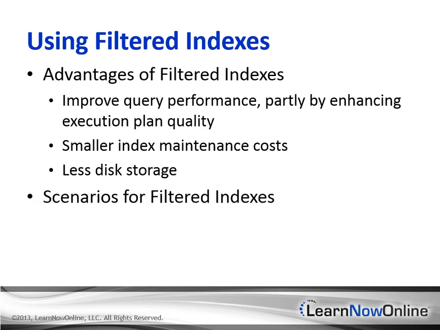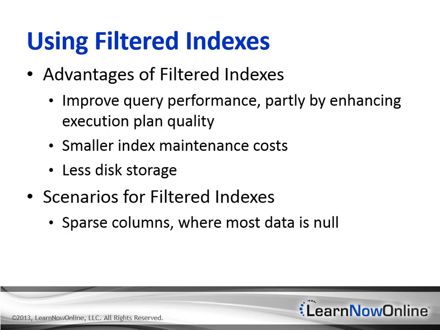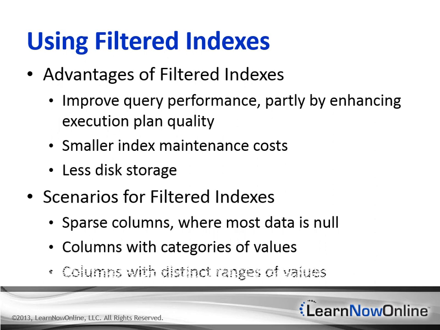You should use filtered indexes with sparse columns in these kinds of scenarios: when most of the data in the field is null, such as with sparse columns; for columns that represent categories of data, such as a part category key; and for columns with distinct ranges of values, such as ranges for months, quarters, or years. Database administrators can also create filtered statistics, which create input for the query optimizer based on subsets of data. So let's take a look at how you can use filtered indexes.